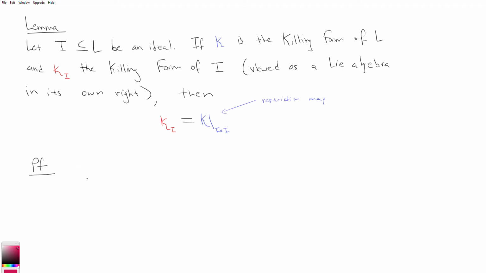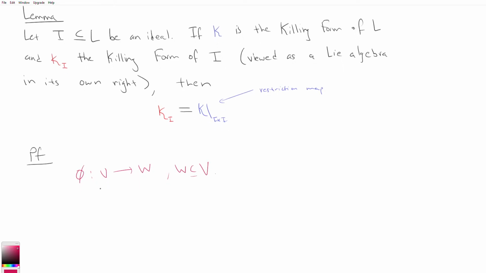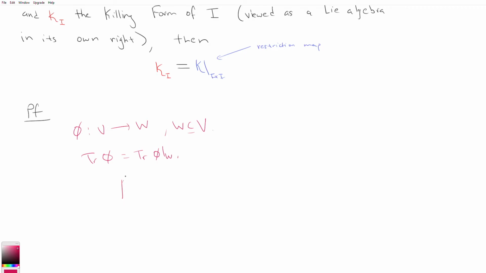Let's just take a step back to linear algebra. If you have an operator phi from V into W, where W is a subspace of V, then the trace of phi is equal to the trace of phi restricted to W. This is pretty easy to see. If you take a basis beta for W and then extend it to beta prime of V, the matrix of phi in the beta prime basis looks something like this. You have the beta chunk here, and then you have everything else.